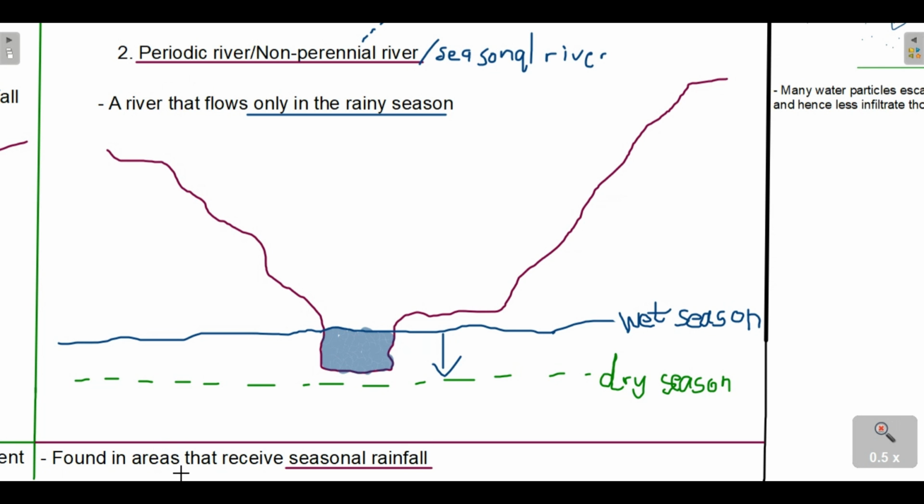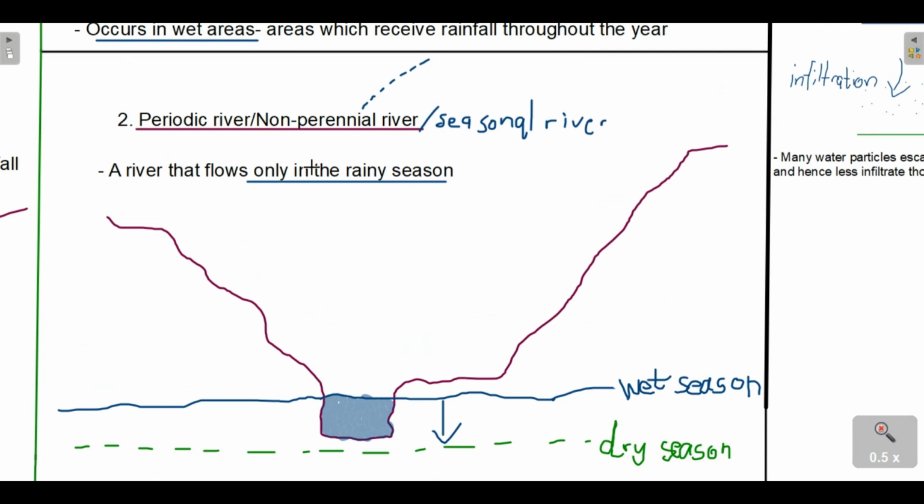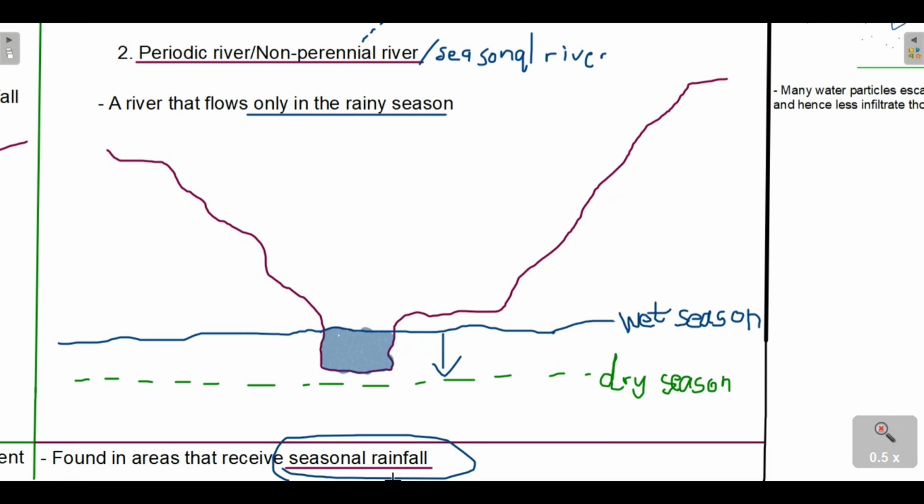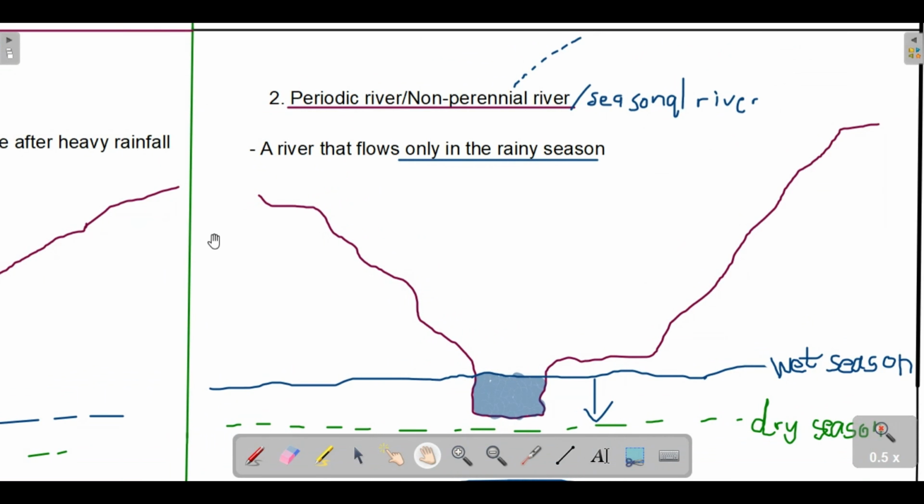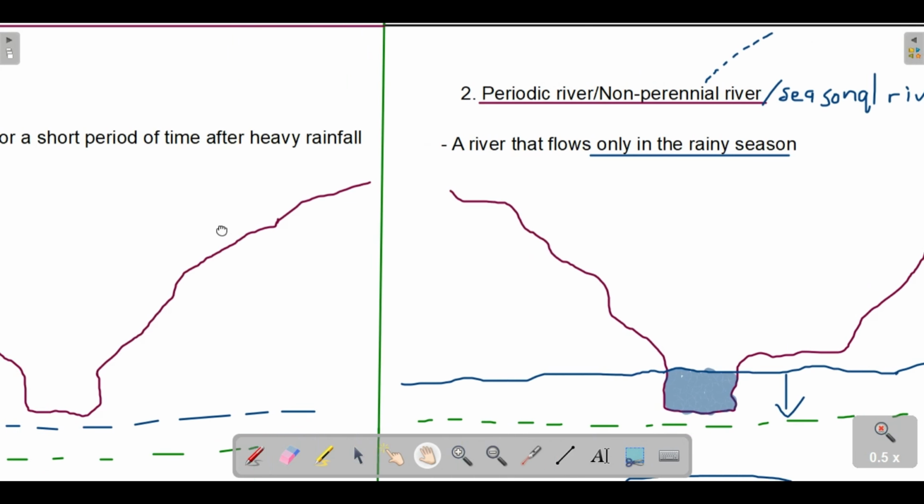And so you find these types of rivers in areas that receive seasonal rainfall. Once you have a non-perennial river in your topographic map, that means that area receives seasonal rainfall. So utilize that, guys, right? Utilize the information that you see in order to make informed decisions.